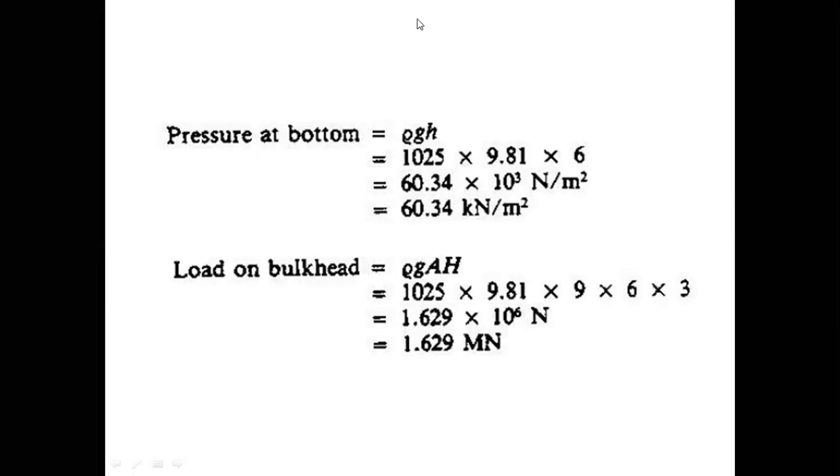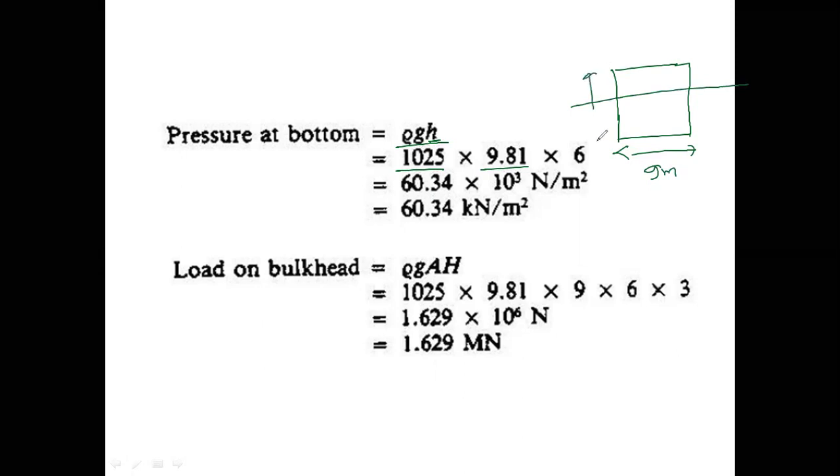You can see, as I have discussed, just a revision I am saying again. Pressure at the bottom, the formula will be rho g h. Rho is 1025, g is 9.81, and h is measured from the free surface. Again, I am drawing the diagram here. The width is 9 meter. The depth of the whole bulkhead is 8 meters, but the underwater part of the bulkhead has a depth of 6 meters. So this is the underwater part of the bulkhead. For pressure at the bottom, you measure h from the free surface. h is equal to zero at the free surface, and at the bottom h is 6 meters. That only we have taken here.